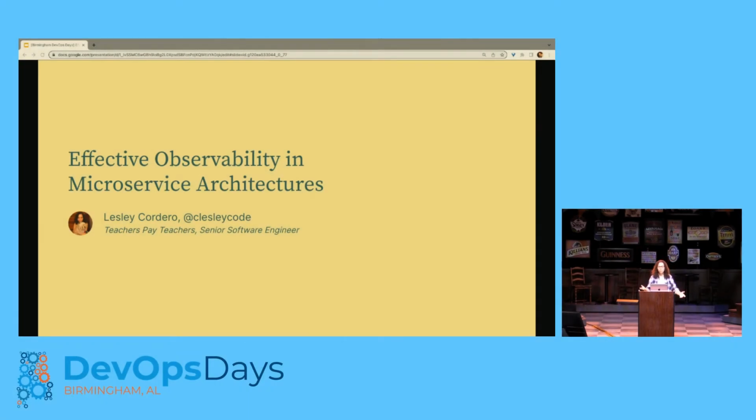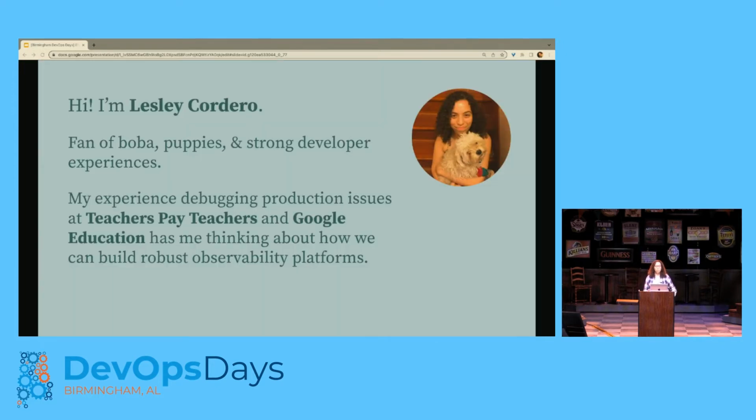So hello, everyone. Welcome to my talk on effective observability patterns and microservice architectures. Just a little bit of background on me. I'm a senior engineer at Teachers Pay Teachers. I've spent all of my career in edtech, so I've seen edtech grow and change many times. But I think I can speak for pretty much everyone in edtech when I say that we didn't expect the challenges that would come when the world decided to go online 2 years ago.